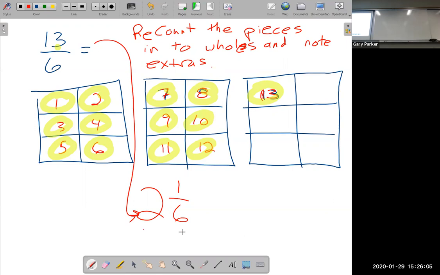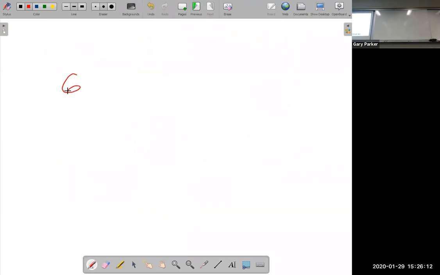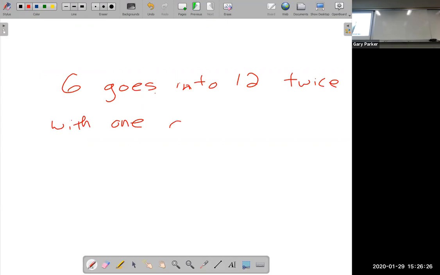We could do a more mechanical version of this that's less picture oriented, which I don't think is as good, but I can say, hey, 6 goes into 13 twice with 1 out of 6 left over. I like the picture version better. With long division work to show.